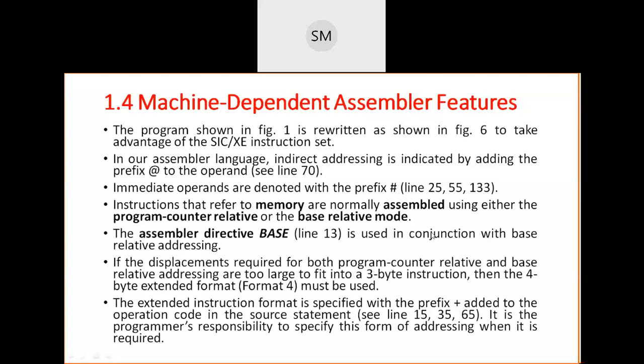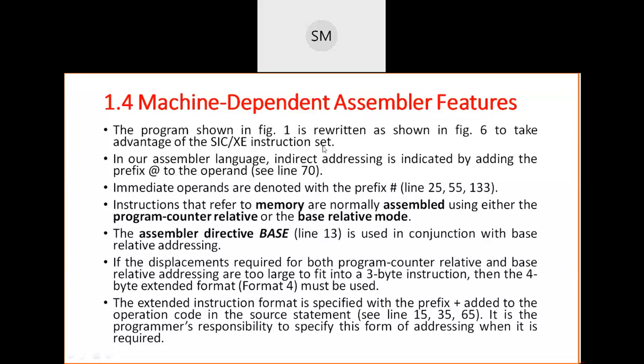So in the previous class, we have seen the pass 1 algorithm and the pass 2 algorithm. So today, let us go to the next program, which is written for SIC/XE. Before that, we will see what facilities are available in SIC/XE. The same program written in figure 1 for SIC is rewritten here in figure 6 to take advantage of the SIC/XE instruction set.